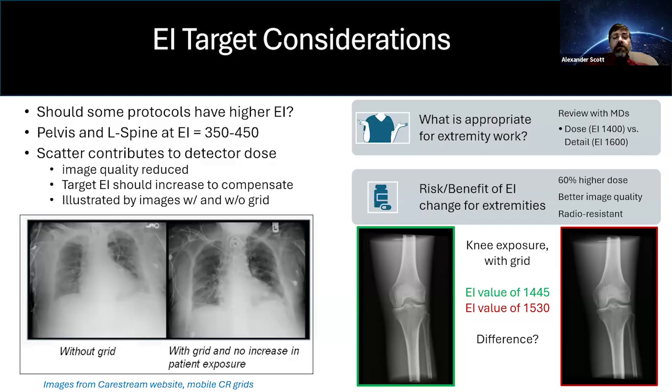with the scatter reduced. On the other hand, we've got two different knee phantoms. One was made at a Carestream EI of 1445, the other at a Carestream value of 1530. And we were asking the radiologist, can we lower the dose to the green level? And he said, I don't know. There's no pathology in there. They both look the same. And I guess that's true.